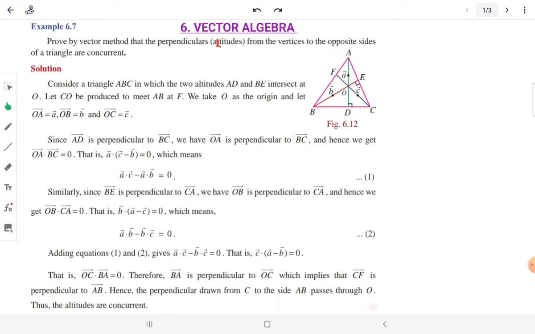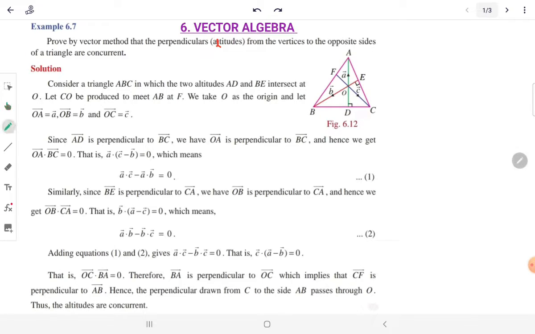Now, they've already given that AD is an altitude. So what does it mean? AD is perpendicular to BC. So AD perpendicular to BC means I can say OA is also perpendicular to BC. So OA is perpendicular to BC.